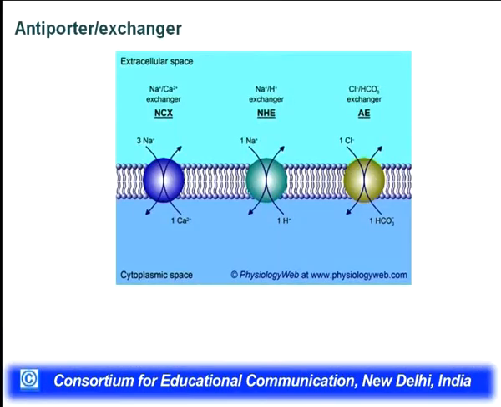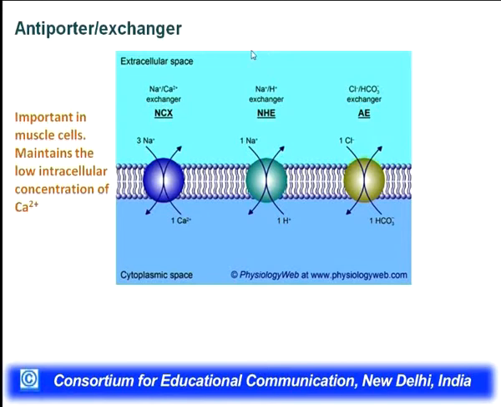Now the antiporters or exchangers which we are talking about. There are, for example, 3 examples I have given here. One is the sodium calcium exchanger, or NCX, as it is termed. These are present and important in muscle cells, and they maintain the low intracellular concentration of calcium.